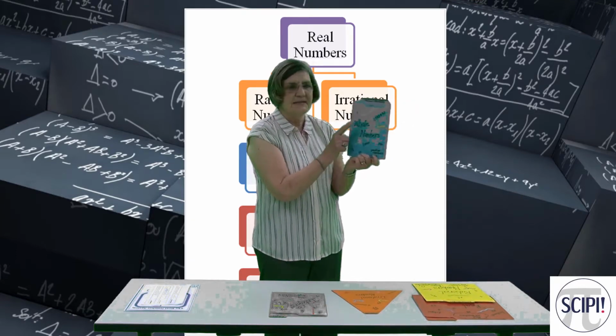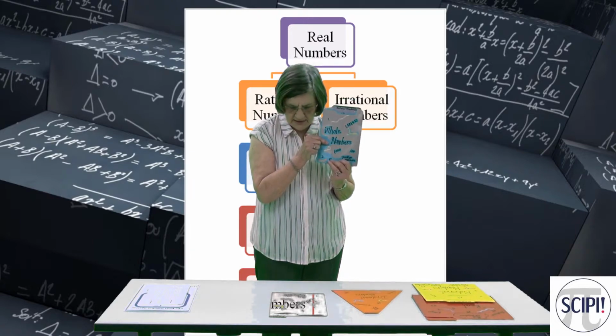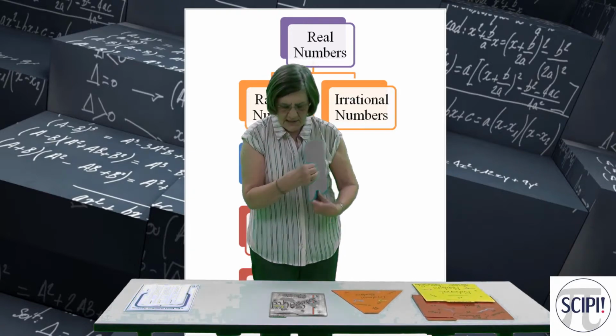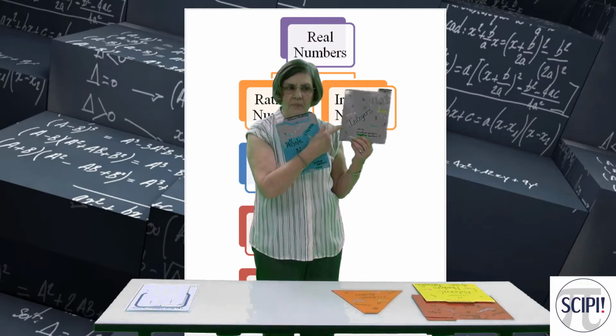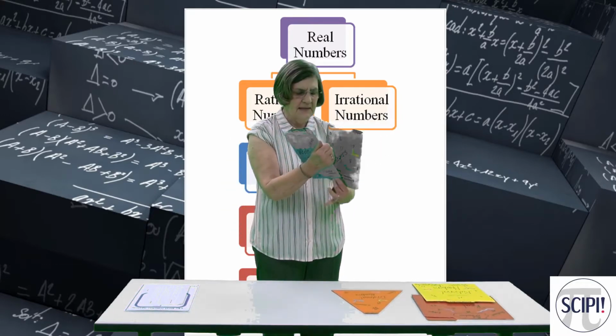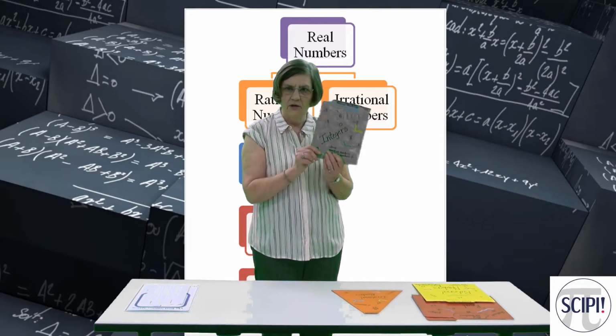Now I've got 0 included, right? Positive numbers and 0 are counting numbers. And this was a subset of integers. Now we have positive numbers, 0, and negative numbers. So this is going to fit right in there.